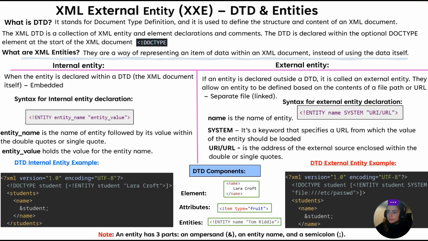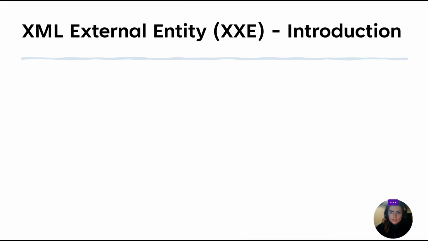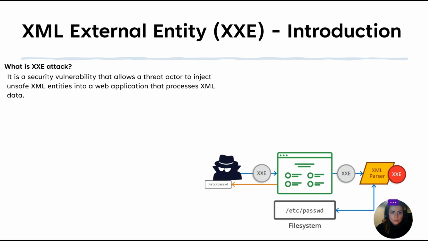Okay, so I'll move to the next slide in this case and explain now, when we know what is XML, what is DTD, entity, elements, attributes, and all of these terminologies that are related to the XML language. We can explain what is XXE, XML external entity. It is a security vulnerability that allows a threat actor to inject unsafe XML entities into a web application that processes XML data.